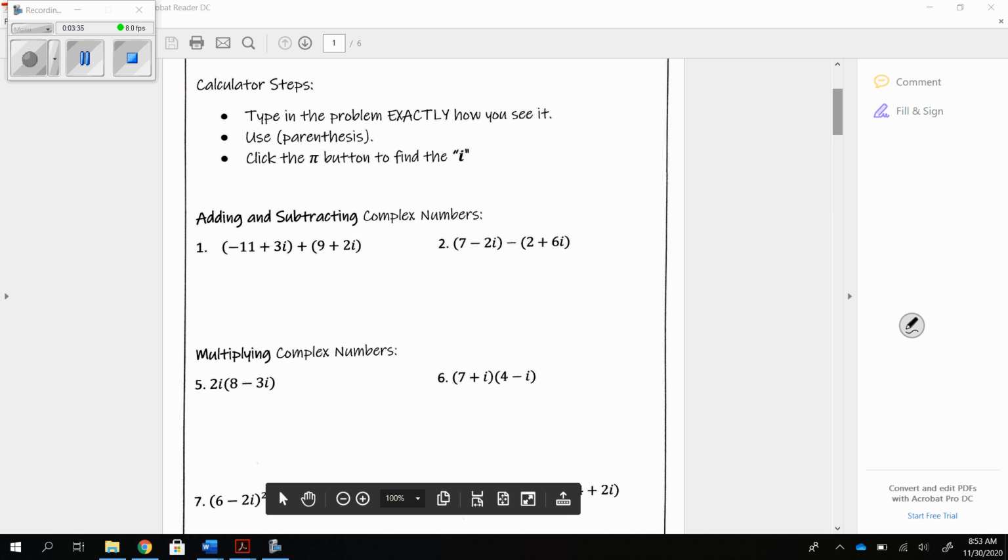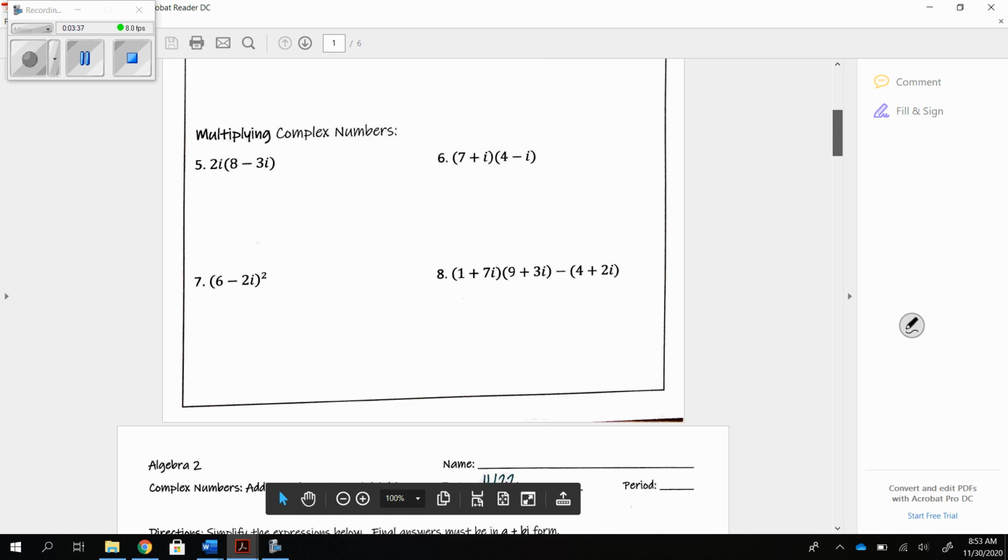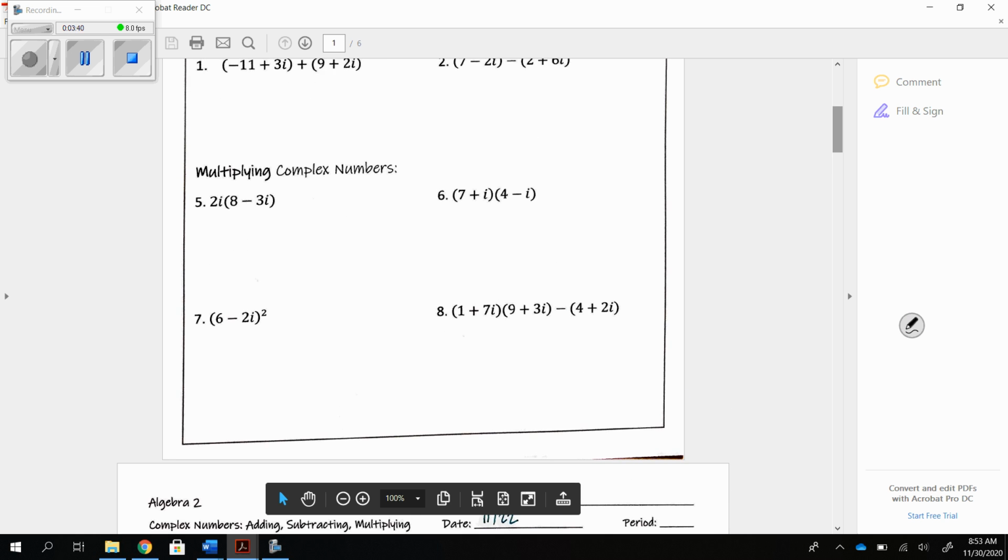All right, so we scroll down. Now we get into some a little bit trickier, multiplying complex numbers. Here I would suggest putting it in the calculator if you have one, but I'll show you by hand as well. So in the calculator, type it exactly as is, 2i, and then in parentheses, 8 minus 3i. Hit enter, we get 6 plus 16i. Now I'll show you what happens if we do it by hand.